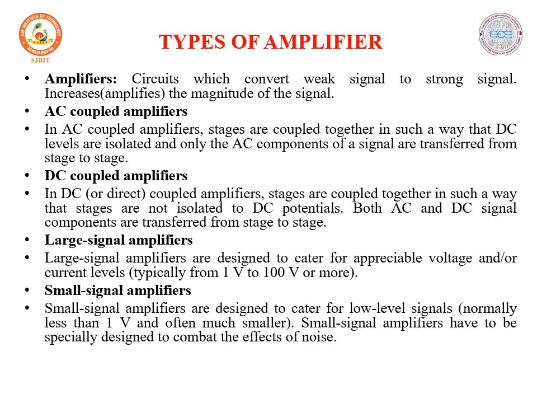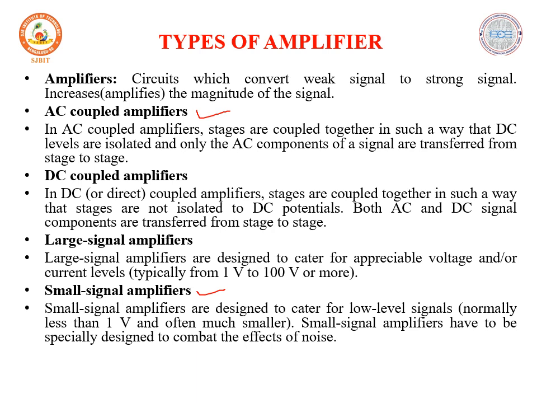Let us consider the types of amplifiers. Here we have the AC coupled amplifier, DC coupled amplifier, large signal amplifier, and small signal amplifier. So like that we are going to categorize. First, the AC coupled amplifier. In AC coupled amplifiers, stages are coupled together in such a way that the DC levels are isolated and only the AC components of the signals are transferred from stage to stage.